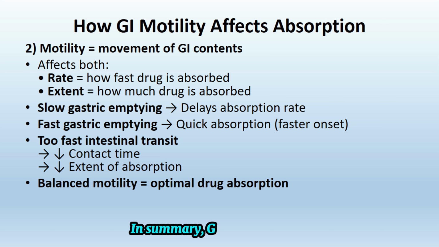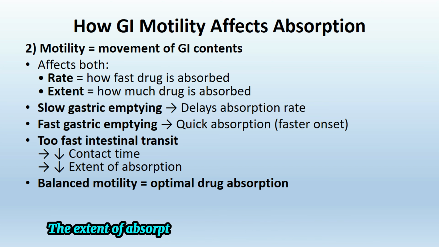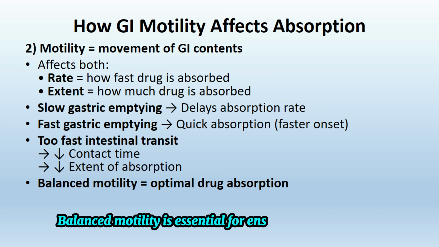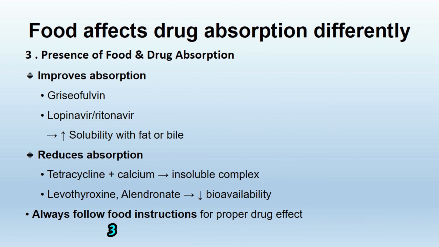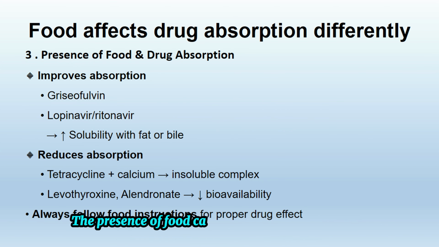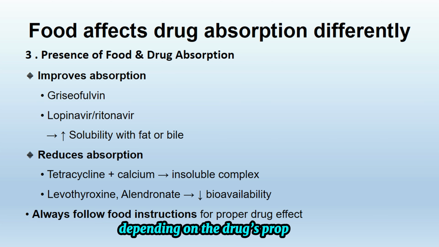In summary, GI motility affects the rate of absorption, how fast the drug is absorbed, and the extent of absorption, how much of the drug is absorbed. Balanced motility is essential for ensuring effective drug delivery and therapeutic effect. 3. Presence of food and drug absorption. The presence of food can either help or hinder drug absorption, depending on the drug's properties.